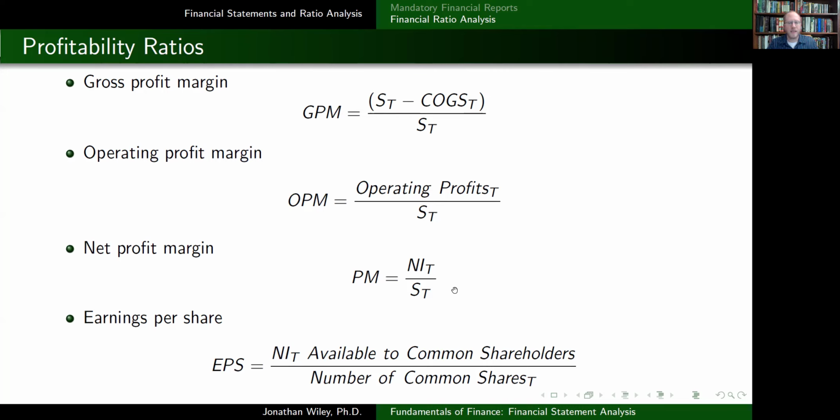Another way that I could look at my profitability is earnings per share. This would be to take my net income available to common shareholders, which, if I don't have any preferred stock, would generally be pretty much my bottom line net income figure. But that's why there's a little bit of a distinction there. We have to make sure it is the net income available to common shareholders, so we've taken care of any preferred shareholders if they exist. And then I divide it by the number of common shares.